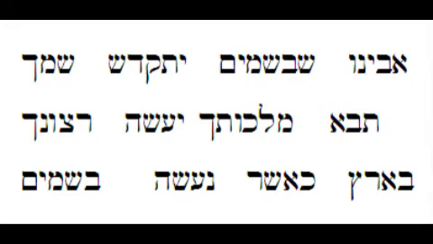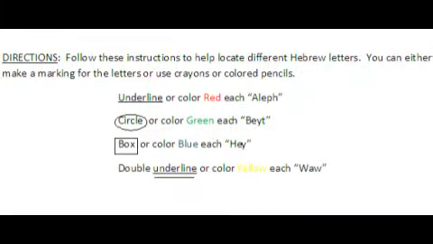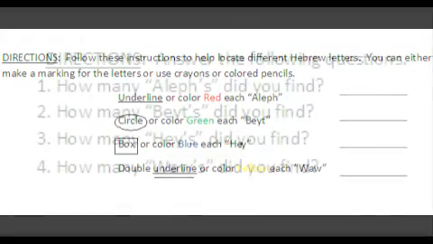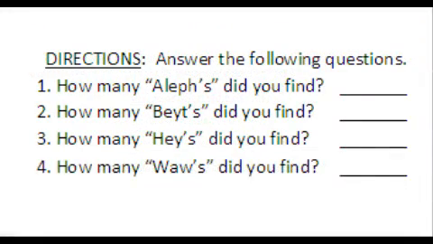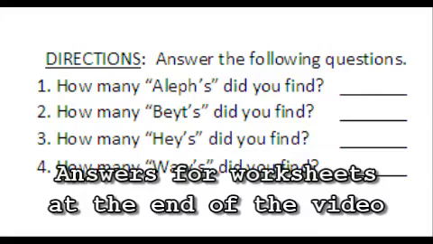The directions there: you can either underline or color red each time you see the Aleph. You're going to circle or color green each time you see Beit. You'll box or color blue when you see Hey. And then double underline or use yellow each time you see Wa. I give the option, since some people may not have crayons or colored pencils, so you can just use your regular pen or pencil to do this exercise. Once you've done that with the Hebrew text, you can answer the following questions: how many Aleph, Beit, Hey, and Wa did you find in that Hebrew text?